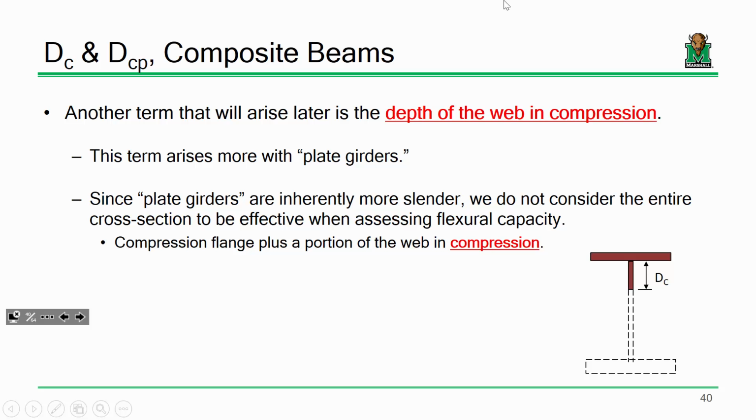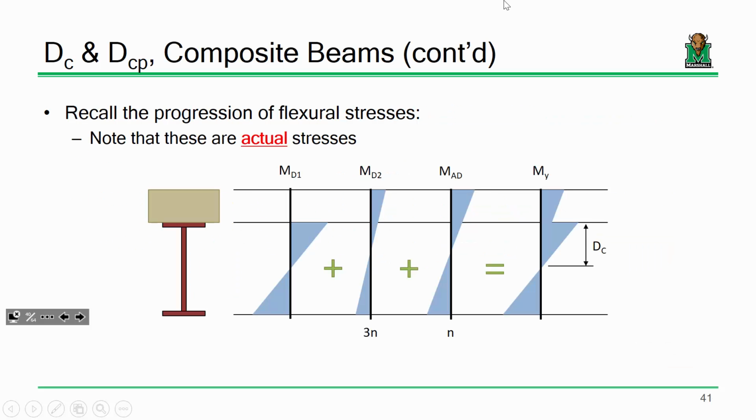Okay. We're not going to spend a lot of time on this right now, but I thought I would mention it. One of the parameters that's going to become real important to us later and can be a little confusing depending upon what you're looking at is the depth of the web in compression. In other words, if I'm looking at some stress distribution, I'm saying right here the depth of the web that is seeing compressive stresses. It's not necessarily the centroid because you got to go with that progression of stresses. Make sense?